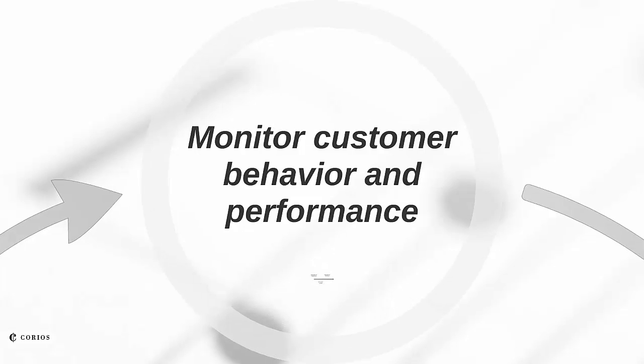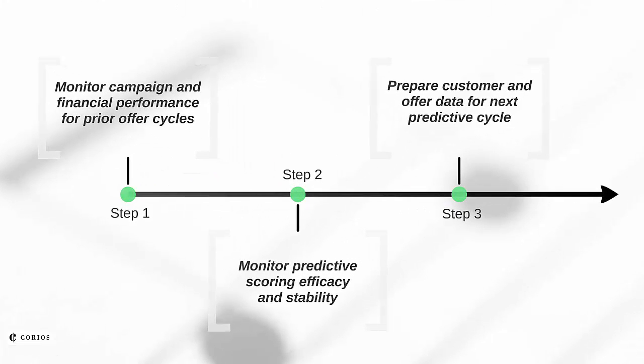In this first step of the closed loop, we've got 3 detail steps. And we're going to start with step 3 actually in this process. We have to pick somewhere to begin. So let's start by preparing customer and offer data for the next predictive cycle.